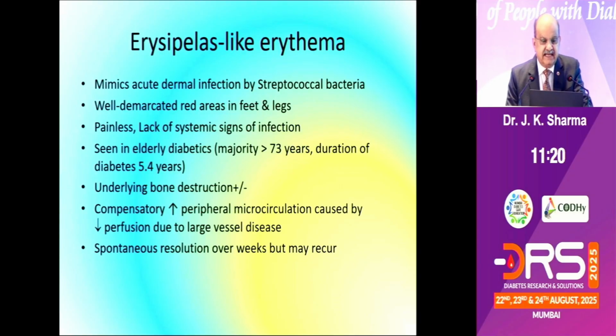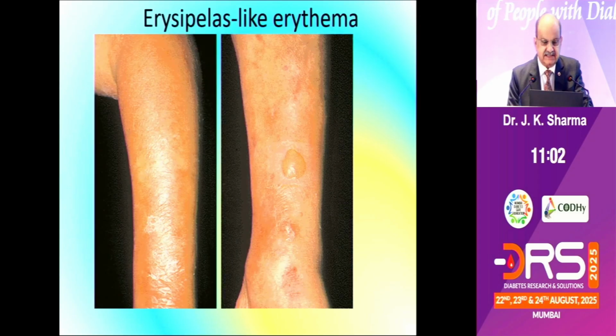Then the erysipelas-like erythema that mimics acute dermal infection by streptococcal bacteria: well demarcated red areas in the feet and leg. They are painless, with lack of systemic signs of infection. Compensatory increased peripheral microcirculation caused by decreased perfusion due to the large vessel disease, and this is the picture you can see. These are the erysipelas-like erythemas.